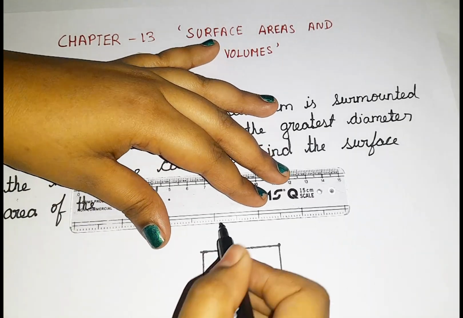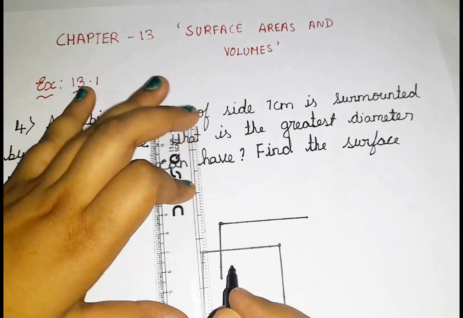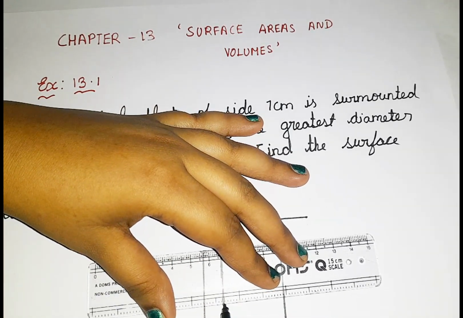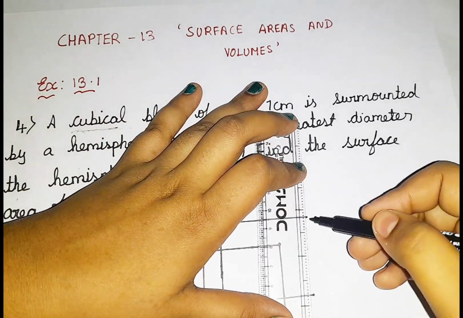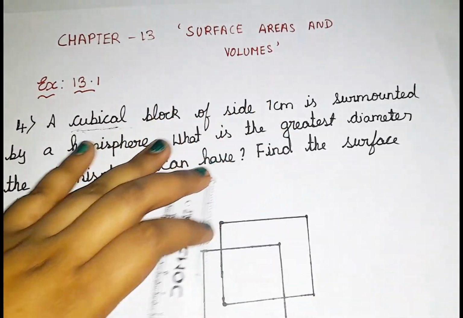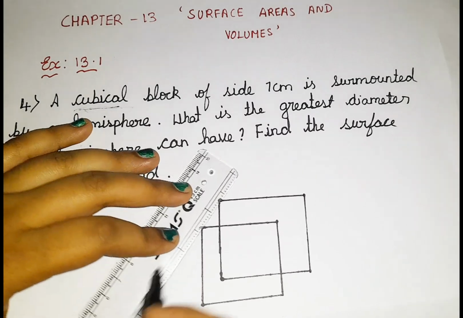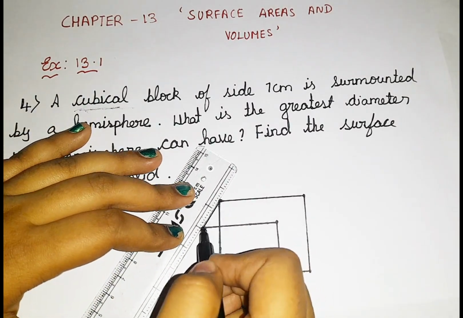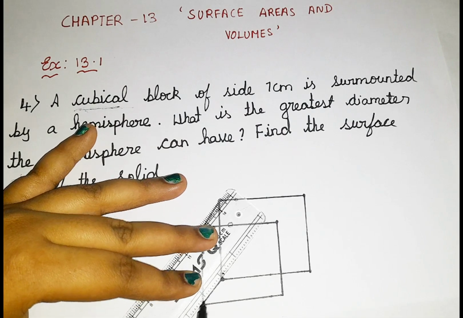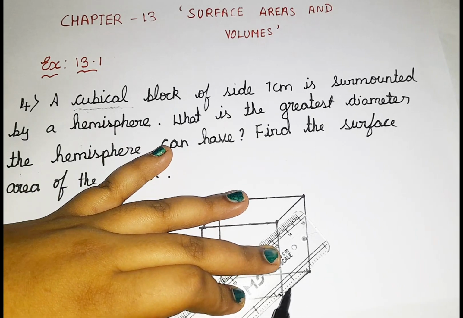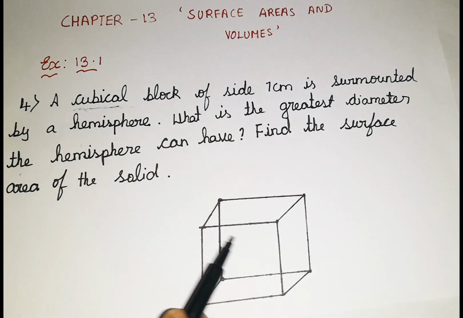So this is enough, I guess. Now we drew two squares. I guess it is not visible. Now it is visible, right? Now we are supposed to join it. So join the lines like this. After joining it, now you can see a 3D shaped cube. Am I right? So here you can see the cube.